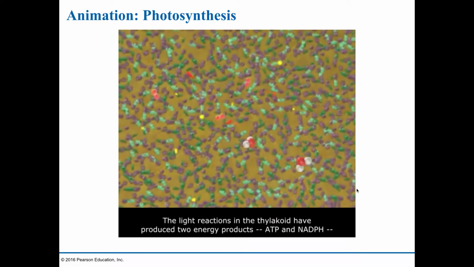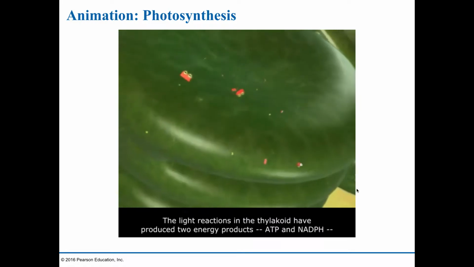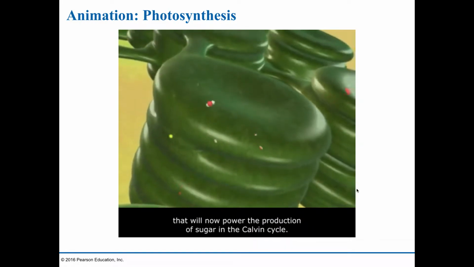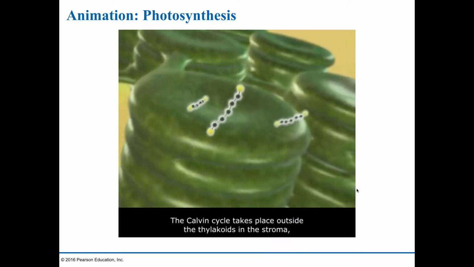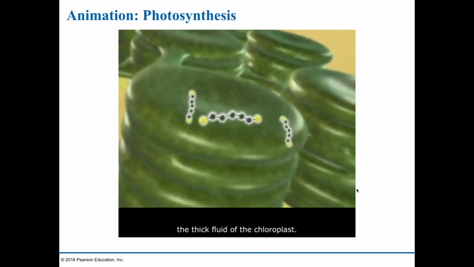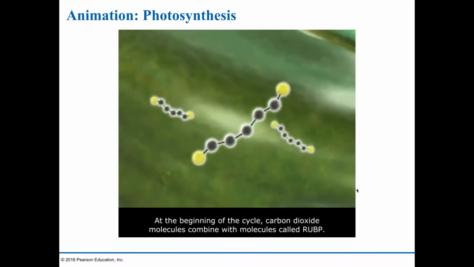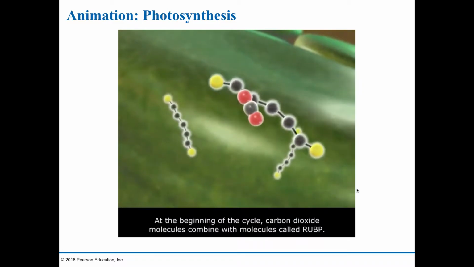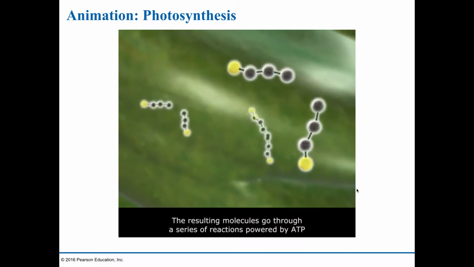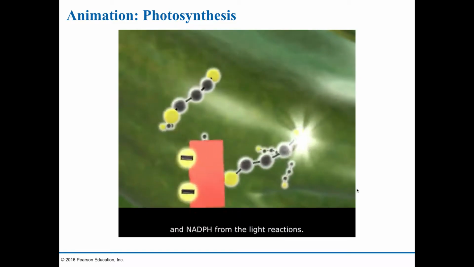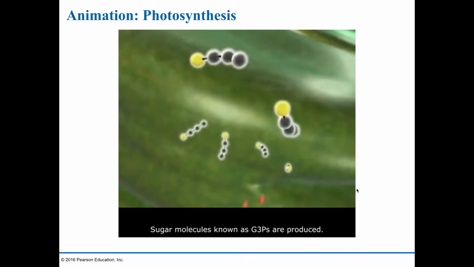The light reactions in the thylakoid have produced two energy products, ATP and NADPH, that will now power the production of sugar in the Calvin cycle. The Calvin cycle takes place outside the thylakoids in the stroma, the thick fluid of the chloroplast. At the beginning of the cycle, carbon dioxide molecules combine with molecules called RuBP. The resulting molecules go through a series of reactions powered by ATP and NADPH from the light reactions. Sugar molecules known as G3Ps are produced.